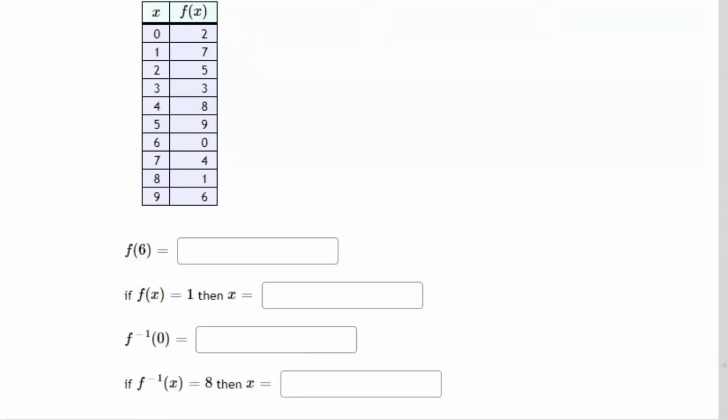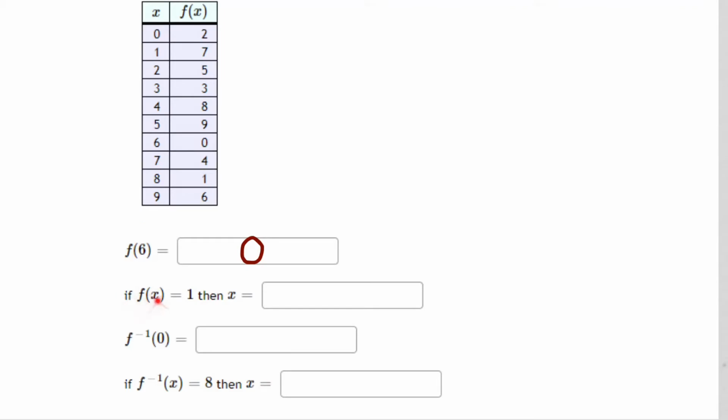So let's look at this question here and try to understand the f inverse notation a little better. So we know this notation here. This just says find f of 6. That means when x is 6, what is f of 6? So we look in the table here. When x is 6, f of 6 is 0.